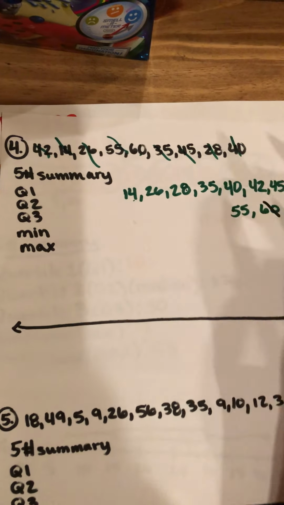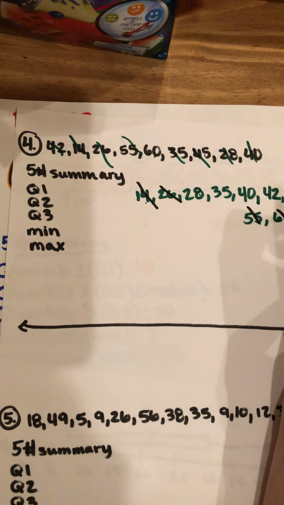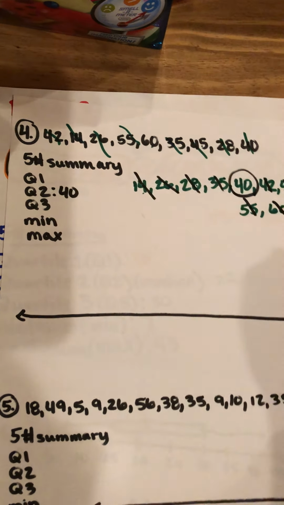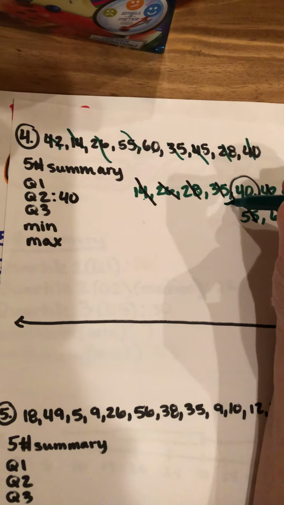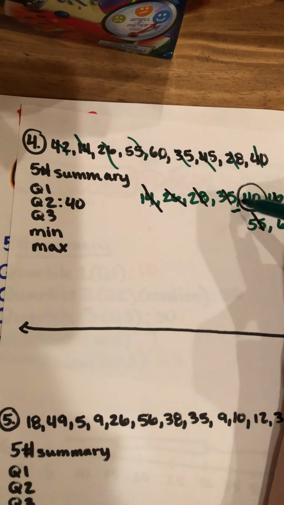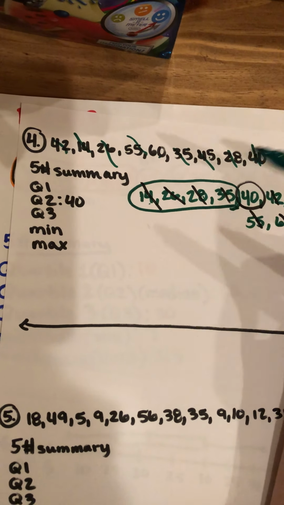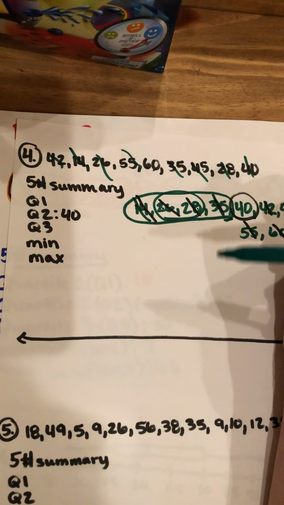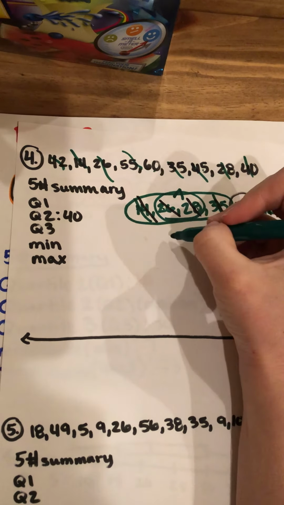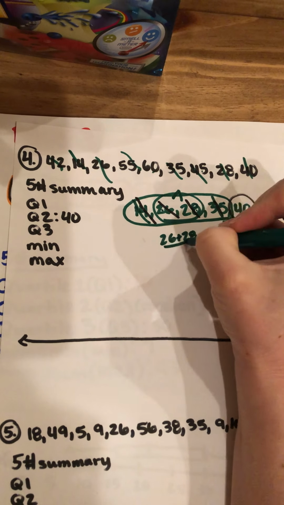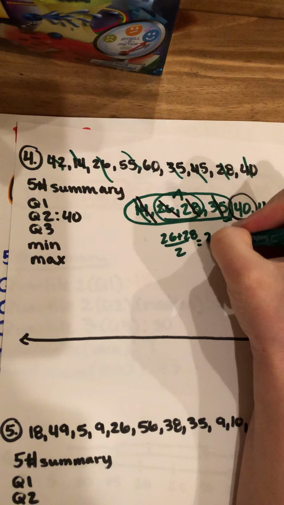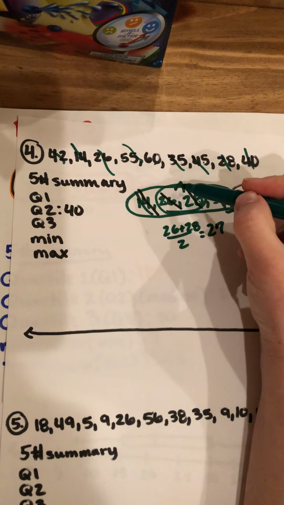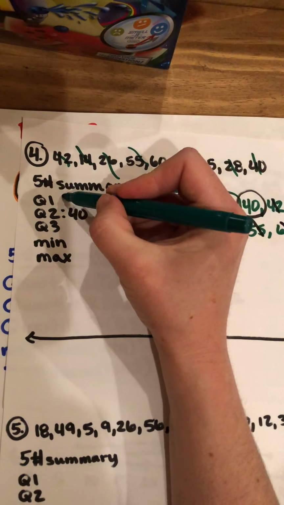So you can write this in a big long line. I didn't have room. So I'm going to find my middle number, which is 40. So my Q2 is 40. Now I'm going to look at my lower half. I have two middle numbers. So in the middle of 26 and 28 is 27. You could add 26 plus 28 and divide by 2 to find the mean, because you have two middle numbers. You're still going to get 27. So the median for the lower half is 27.